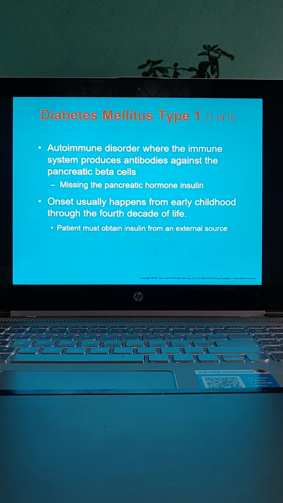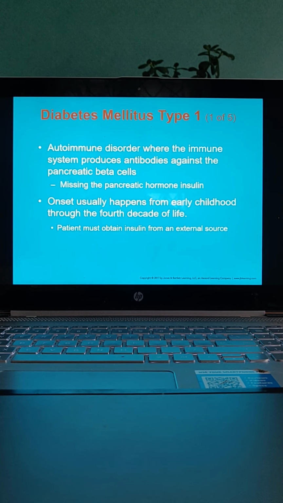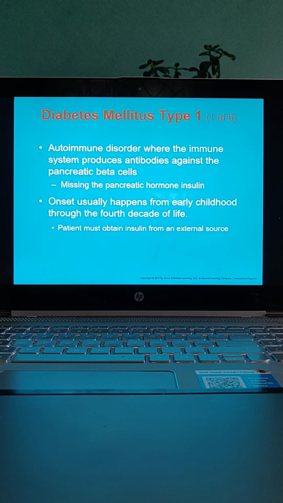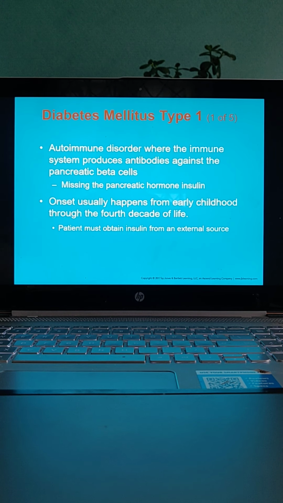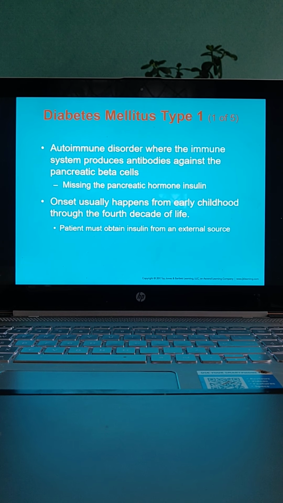Okay, onset usually happens from early childhood through the 4th decade of life, which basically means it develops in early childhood, and most people have it through their 40s. Okay, a patient must obtain insulin from an external source. Because the body is being attacked by its own immune system, whatever insulin is created is destroyed, and the production level is destroyed because of the body's immune system. So the person doesn't have enough insulin in the body. Not enough insulin, not enough keys to unlock the cells to let the glucose in.